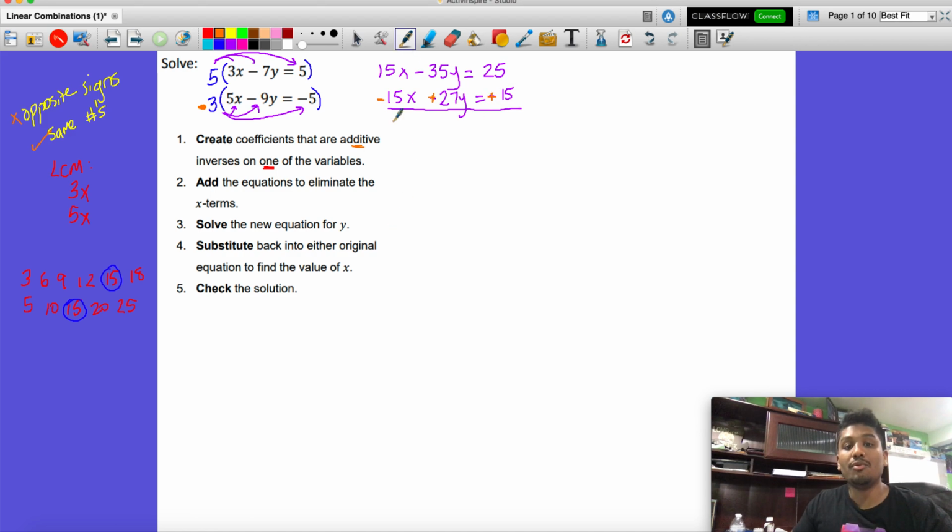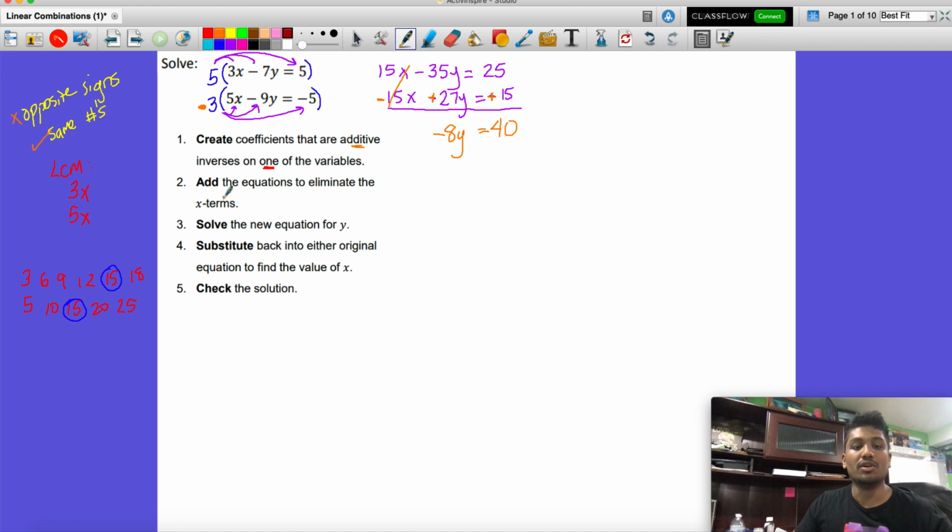Okay, now if we were to go and add straight down, 15 minus 15 cancels out. Negative 35 plus 27 is, I believe, negative 8y. And 25 plus 15, let's see, 0, carry the 1, so this becomes 40. Okay, so that's the first and the second rules that they gave us, or the steps that they gave us.